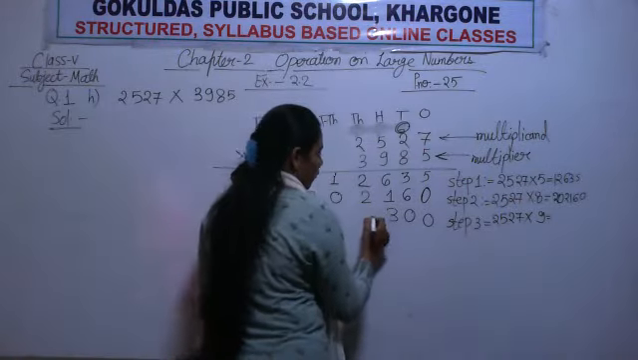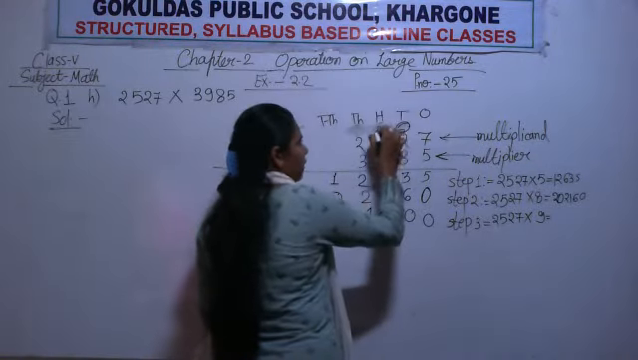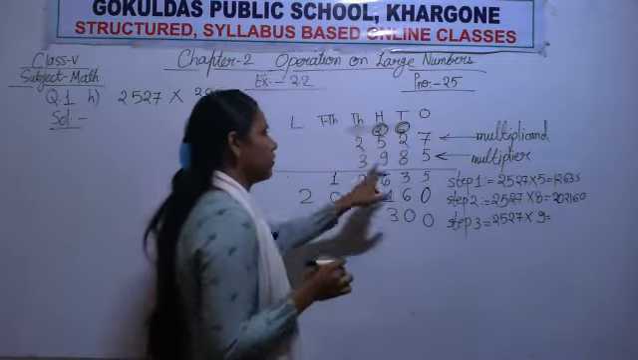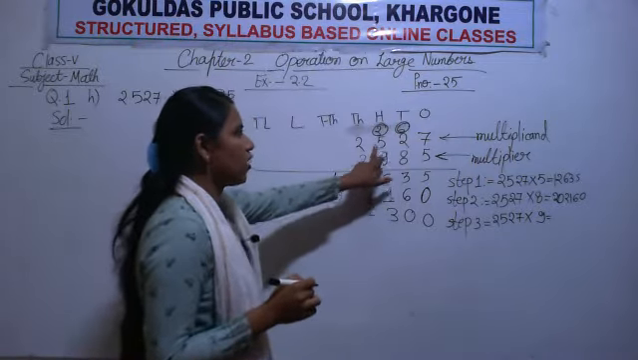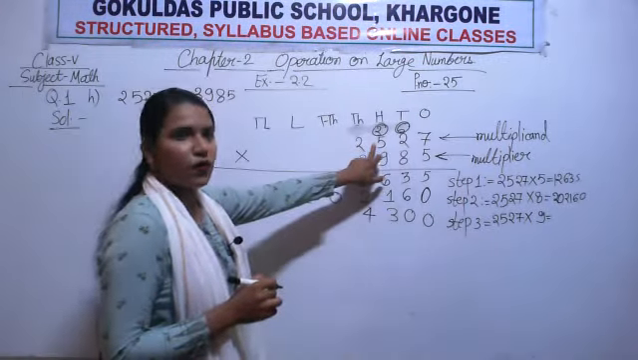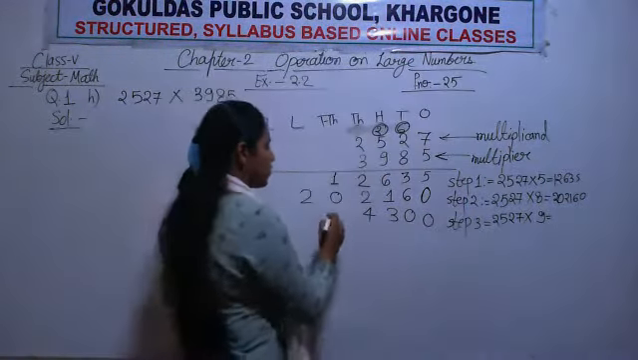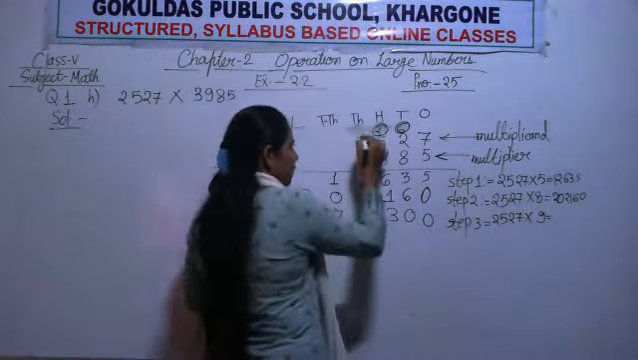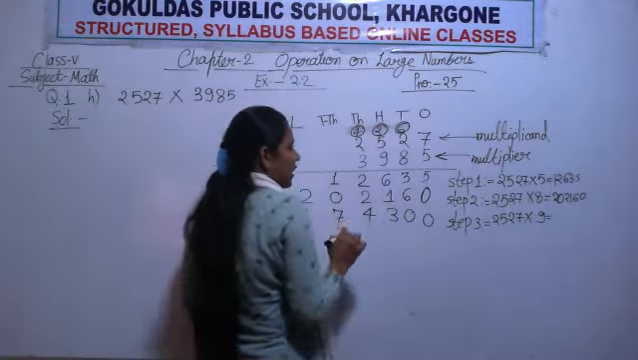Right, 24. So you will write 4 over here, and 2 is carry forward. Now multiply 9 by 5. 9 fives are 45. 45 plus 2 is 47. So 7 here, 4 is in the next column.